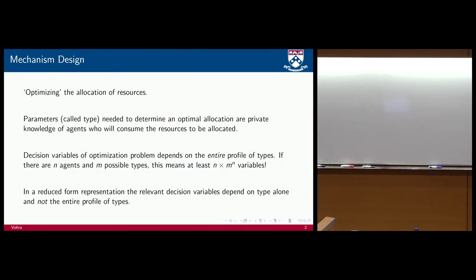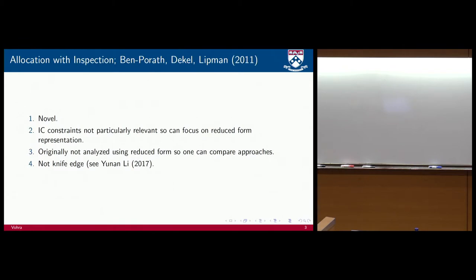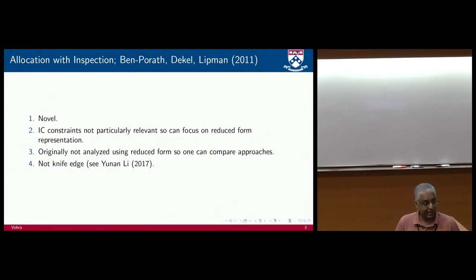Now the question is, how do you arrive at that reduction? And what I want to do is do that not in an abstract setup, but with a particular concrete example. Because I think if we work through an example, it's much easier to see the mechanics that you have to execute. The example I've picked is the inspection problem proposed by Ben-Porath, Dekel, and Lipman in 2011. Now, why did I pick this? I think it's a novel problem. I'd rather not pick Myerson's optimal auction. That's been done to death. The second reason is that the incentive constraints in this problem, you will see, are not particularly essential here. This allows me to focus on the reduced form aspect.